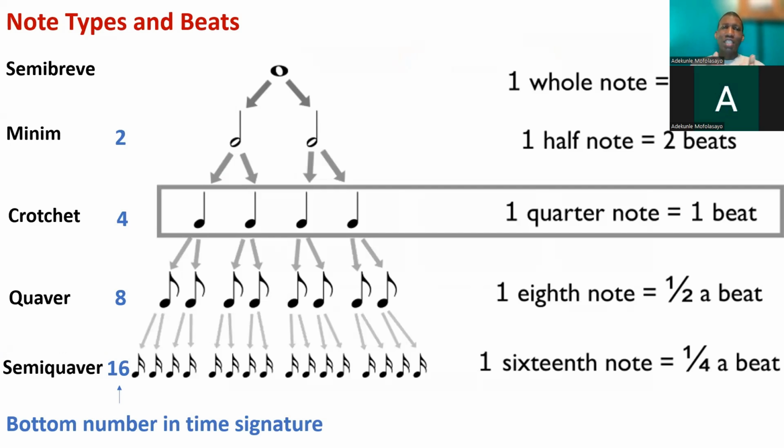So these different types of notes have different beat values. The semibreve, we call it also the whole note. The minim, we call it the half note. The crotchet, we call it the quarter note. And the quaver, we call it the eighth note. And the semiquaver, we call it the 16th note.